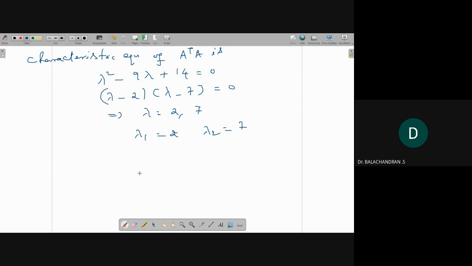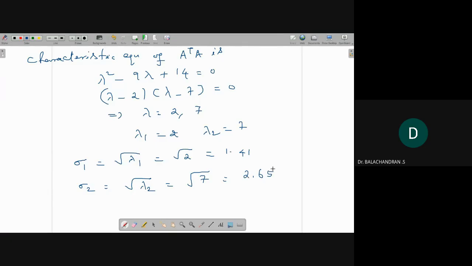After finding the values of lambda 1 and lambda 2, next you should find sigma 1 and sigma 2. Sigma 1 is the root of lambda 1, that is root 2. You can keep it as root 2, or write it in decimal as 1.41. Sigma 2 is the root of lambda 2, which is root 7, that is 2.65.